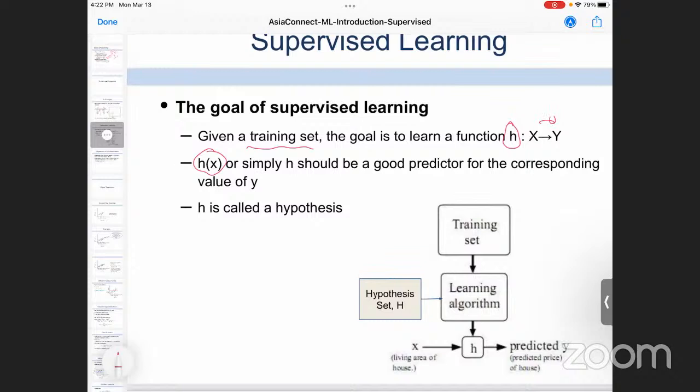So if we see this block diagram here, these are the block diagrams of a supervised learning setting. This is your training set. This is your learning algorithm. This is your hypothesis space. What is the hypothesis space?